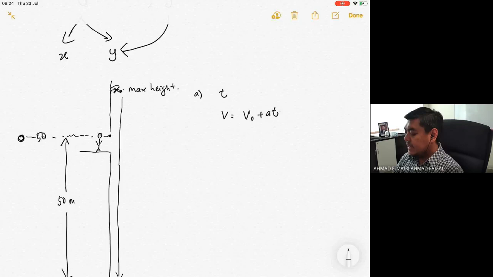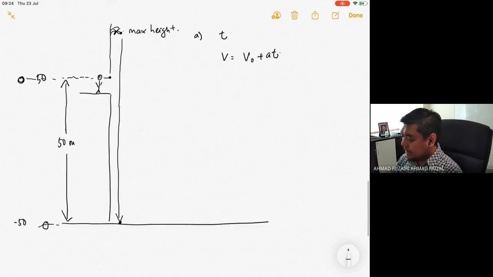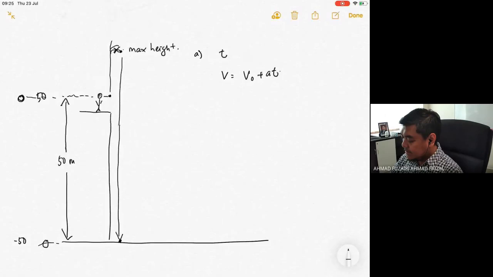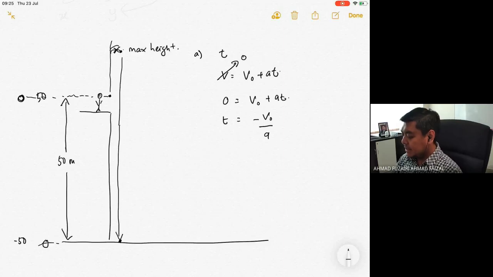Okay, right. So yang kita nak dapatkan time, of course nak dapatkan time. Okay, ingat at maximum height, the final velocity should be 0. Okay, so macam ni kita buat. So V equals to, this one becomes 0. So dia akan jadi 0 equivalent to V0 plus AT. Okay. Right. T is equivalent to negative V0 over A, sebab kita bawa ke sebelah sana.